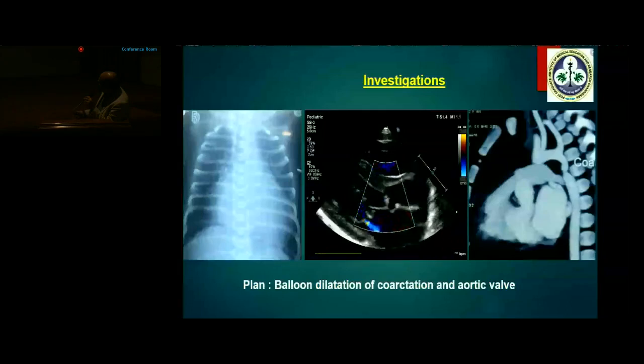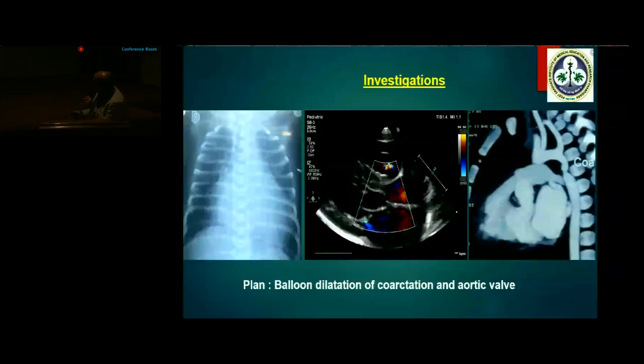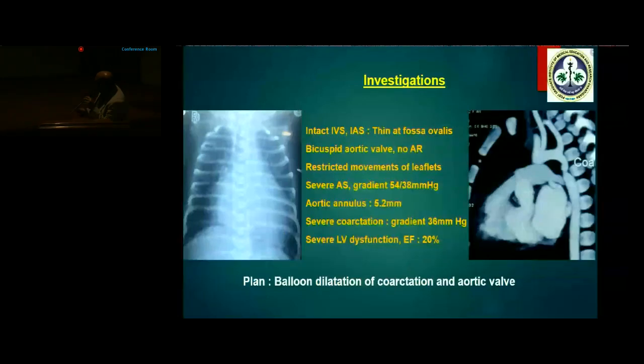There is turbulence stating it is a severely stenosed aortic valve, and subsequently CT was done because we suspected him to have coarctation on echo. As you can see, this is a slightly narrowed transverse arch compared to the DTA. This is well below the left subclavian artery. There is discrete aortic coarctation. So there was some small open fossa ovalis, that is PFO, and a bicuspid aortic valve without any regurgitation.